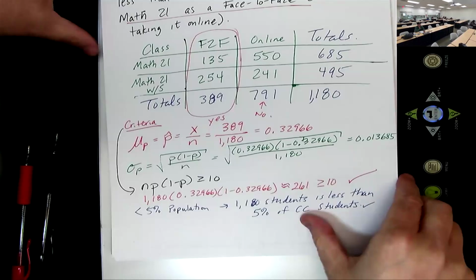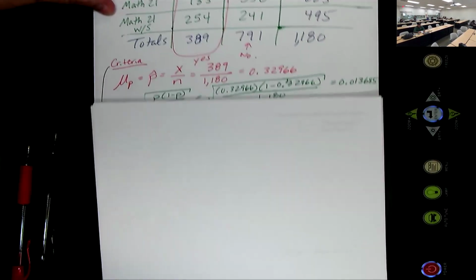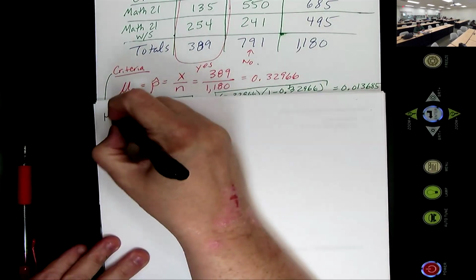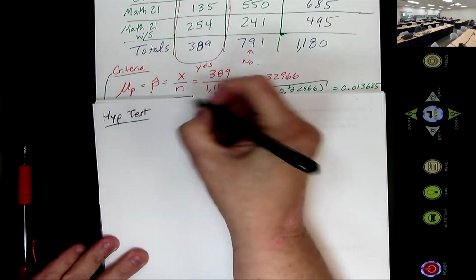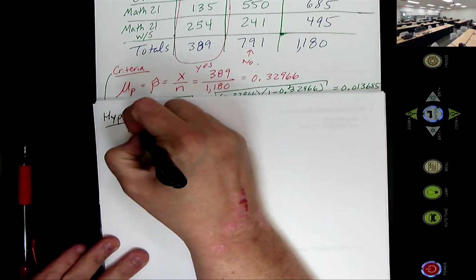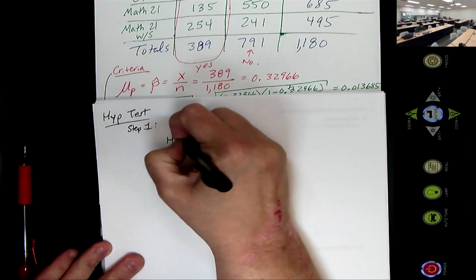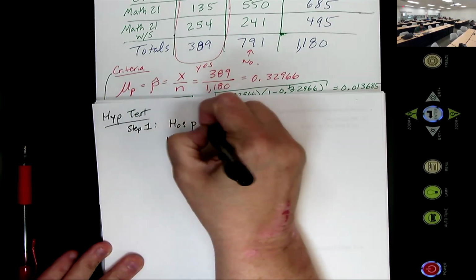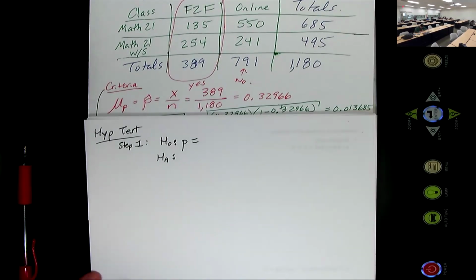Okay, hypothesis test. Step one is to identify H naught and HA. In this case, H naught is p equals some value. It's gotta be a proportion or percentage.